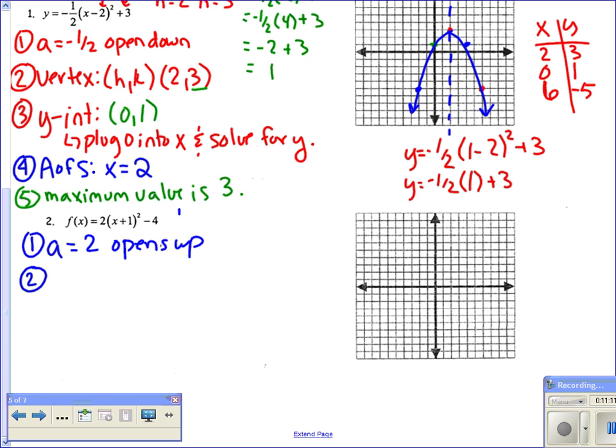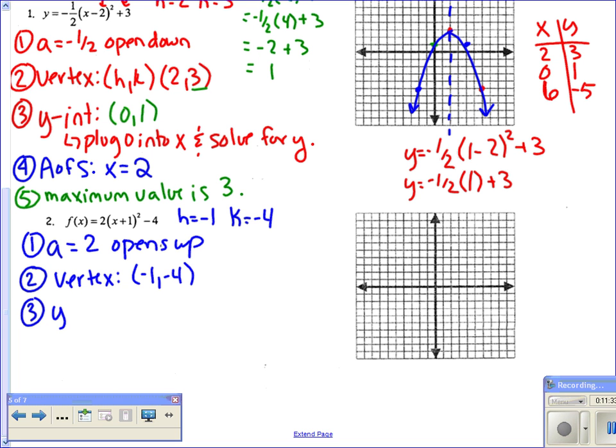Then the next thing I'm going to find is my vertex. So remember h and k. h in this case, since it's x plus 1, h would be -1, k is equal to -4. So that means that the vertex is at -1, -4. And then I know that I want to find my axis of symmetry, my minimum, the y-intercept.